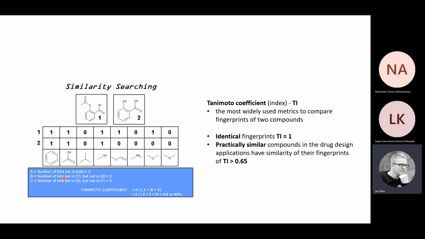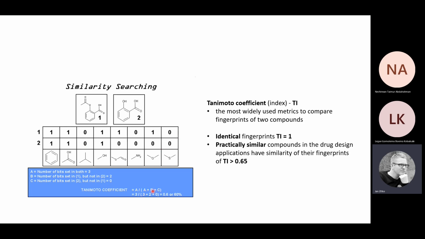B is the number of bits which are true in compound 1, but not true in compound 2. So we are looking for this situation. This is this one, true in 1, false in 2, and this one, true in compound 1, false in compound 2. So we have number 2. And C is the opposite situation, bits which are true in compound 2, but at the same time false in compound 1. This is not the case, not the case. So there is none, so 0.